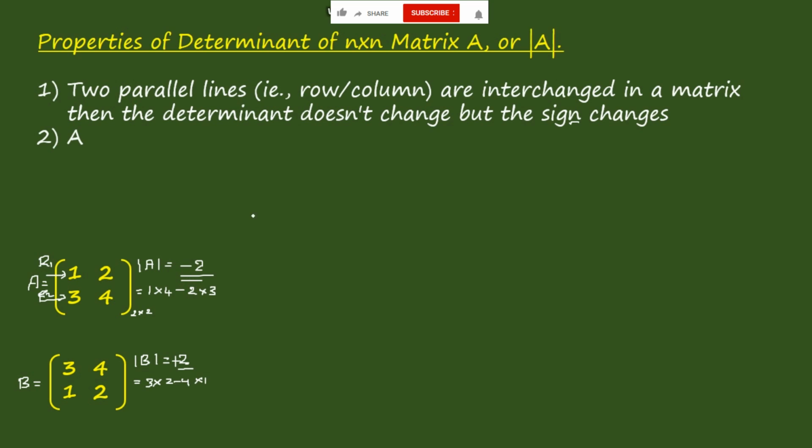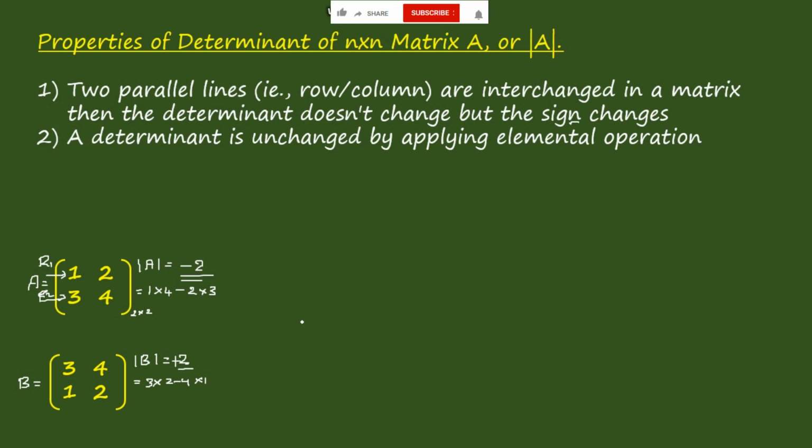Come to the second point. A determinant is unchanged by applying an elementary operation. One more example for it. If you consider this particular matrix, it is the A matrix. Now what we do is an elementary operation. This is not my A matrix. In the A matrix, we will consider row 2 equal to row 2 minus row 1. This is row 1, this is row 2.